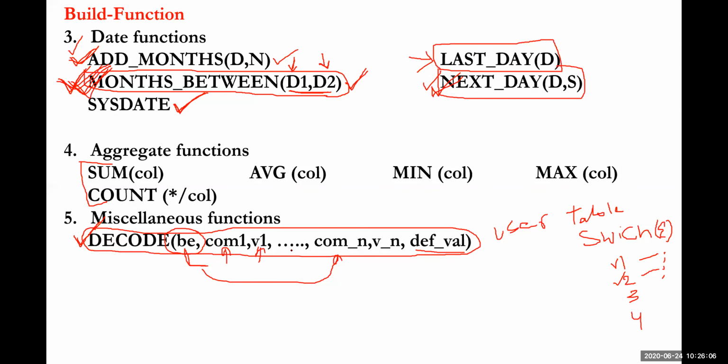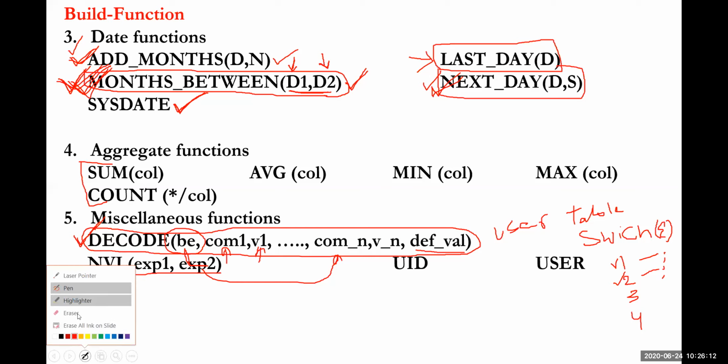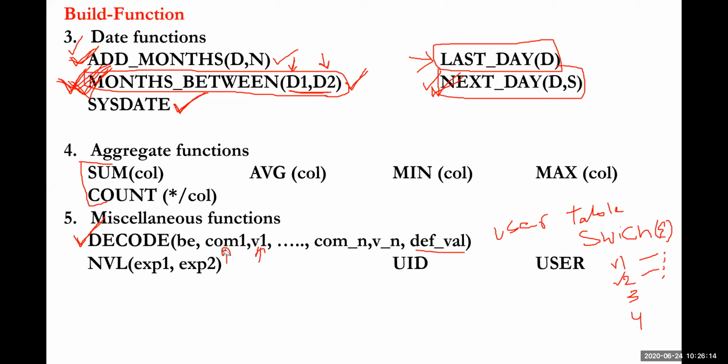Now coming to the next one, NVL. It's very, very important for you to understand this NVL because it plays a vital role in dealing with null values in databases, especially in databases. So let me give you one specific example. What is NVL and how can it be used? Before explaining this particular NVL, let me give you an example.